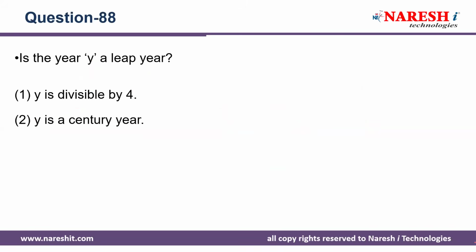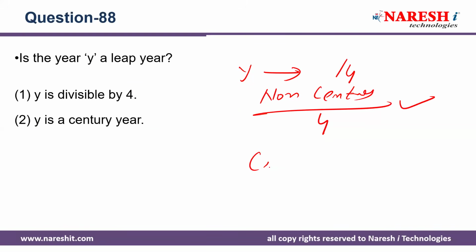Next, is the year Y a leap year? So a leap year is decided not only by dividing by 4. There is a situation. If it is a non-century year, then it should be divisible by 4. But if it is a century year, it should be divisible by 400. Here, Y I don't know.